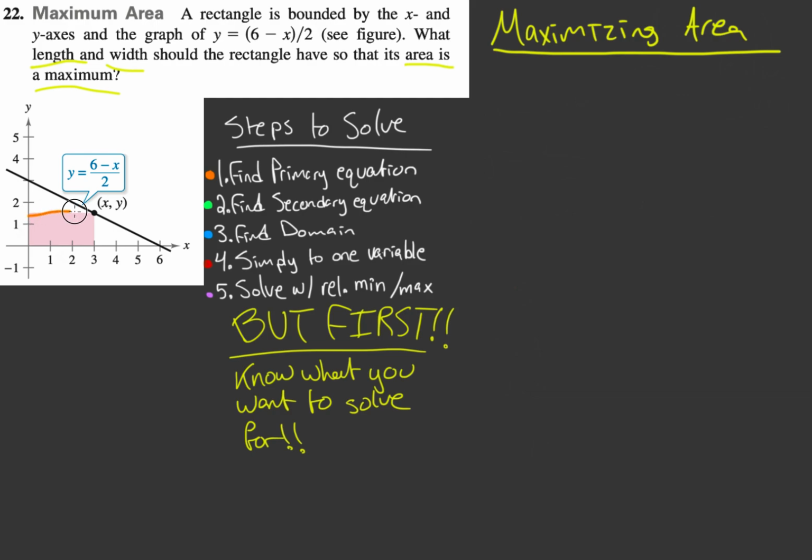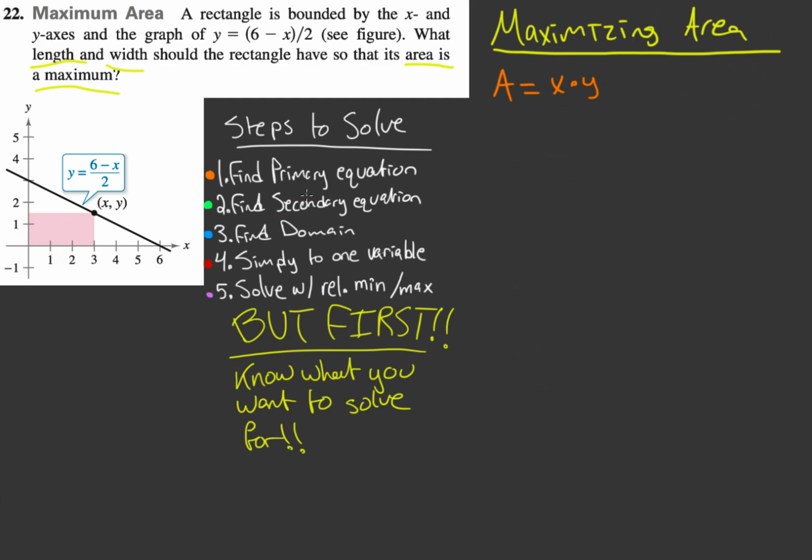This rectangle has an area, right? And it's length times width. Well, what defines our length? Let's say x is our length and y is our width, correct? That's valid. If we multiply them together, we get an area. So area is equal to x times y. That is our primary equation, and that's what we're trying to maximize. Now, the issue is that it's two variables.